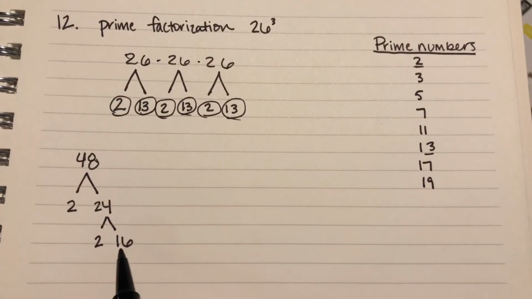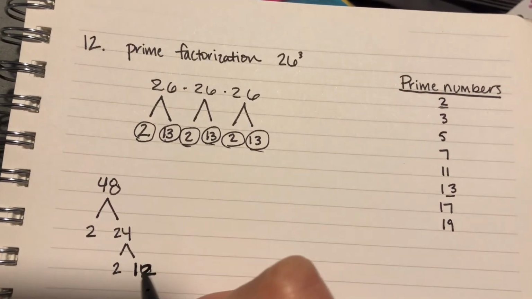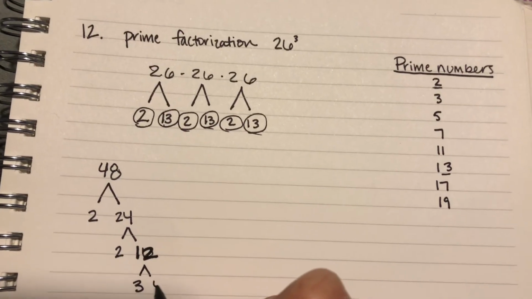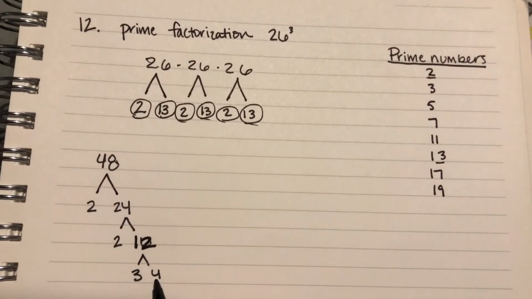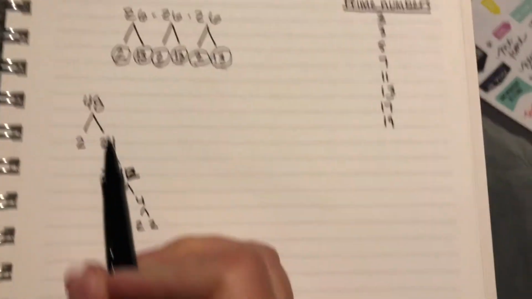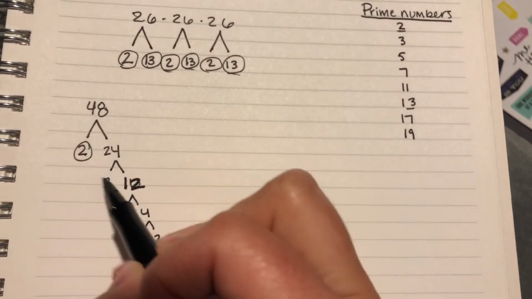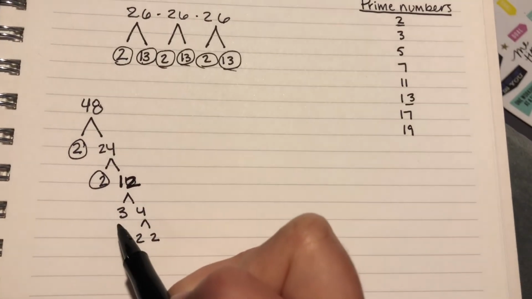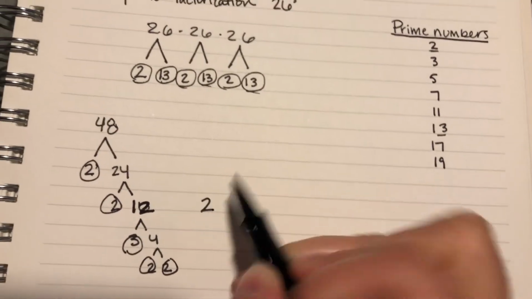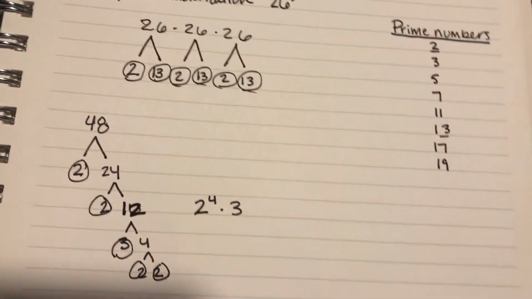2 is a prime number. Oh, I wrote 16. 12. 12 is not a prime number, so that is 3 times 4. 3 is a prime number, but 4 is not, so 4 is 2 times 2. So the prime factorization of 48 would be 2, 2, 2, 2, 3. So you might see that written as 2 to the 4th power times 3.